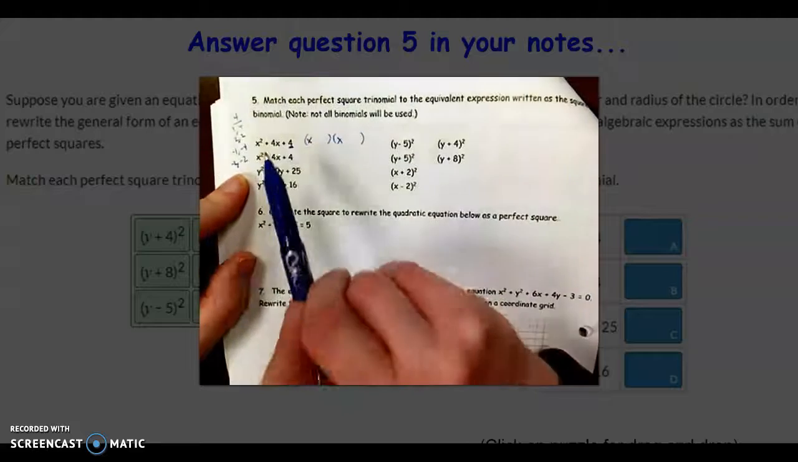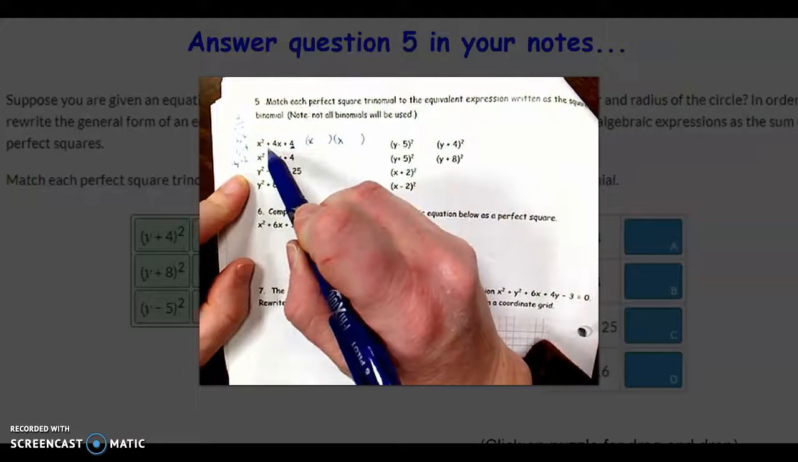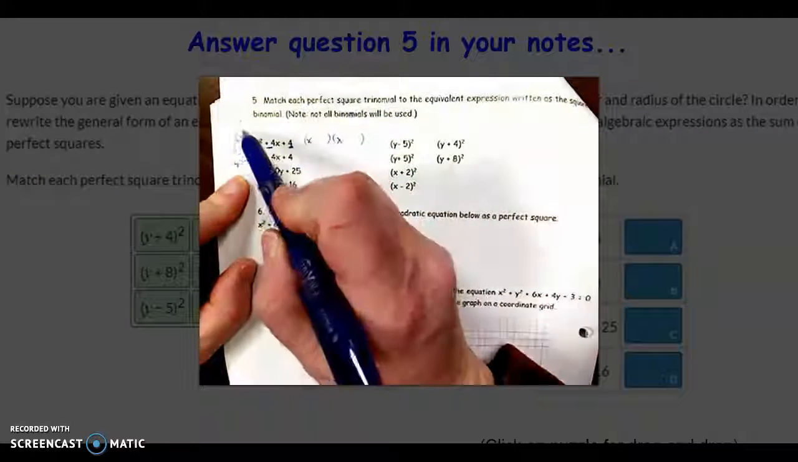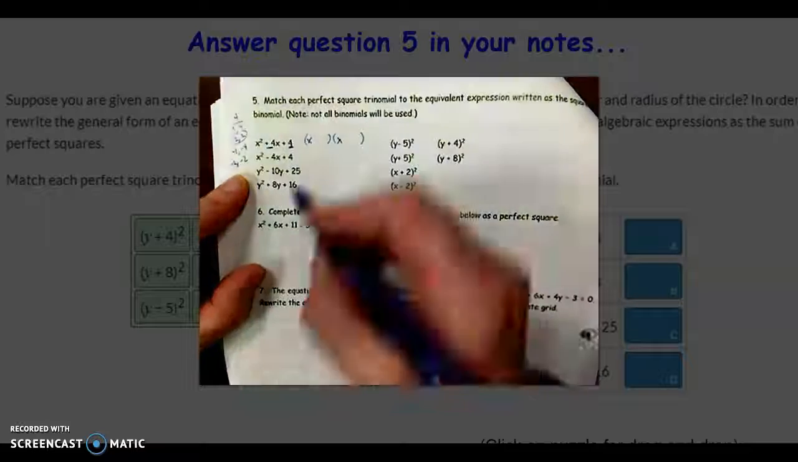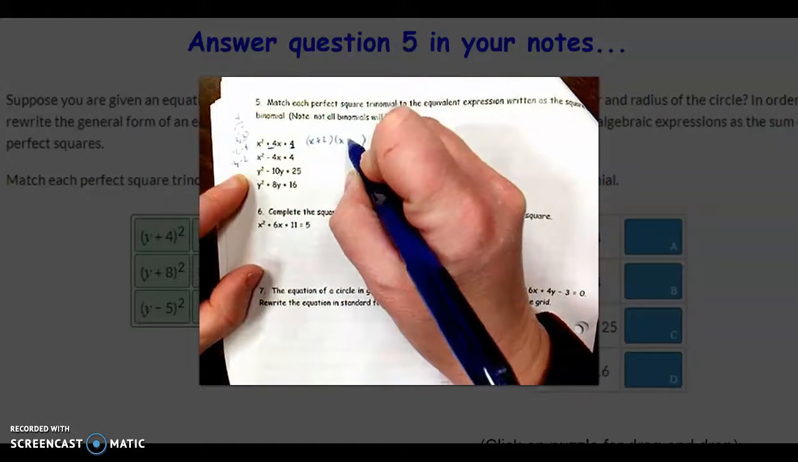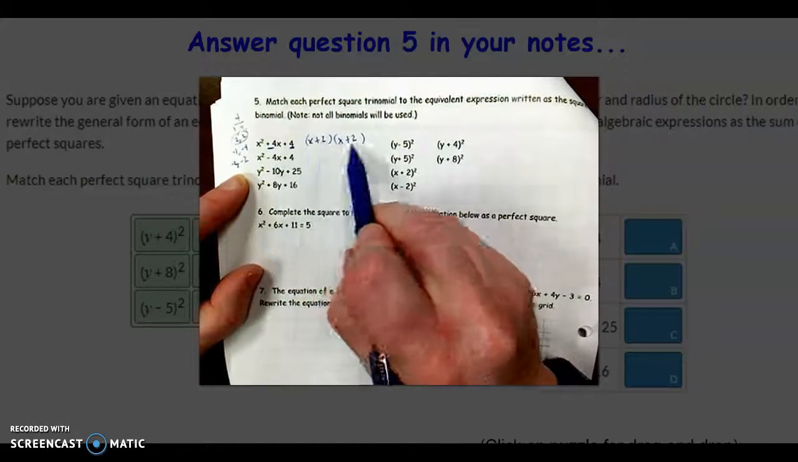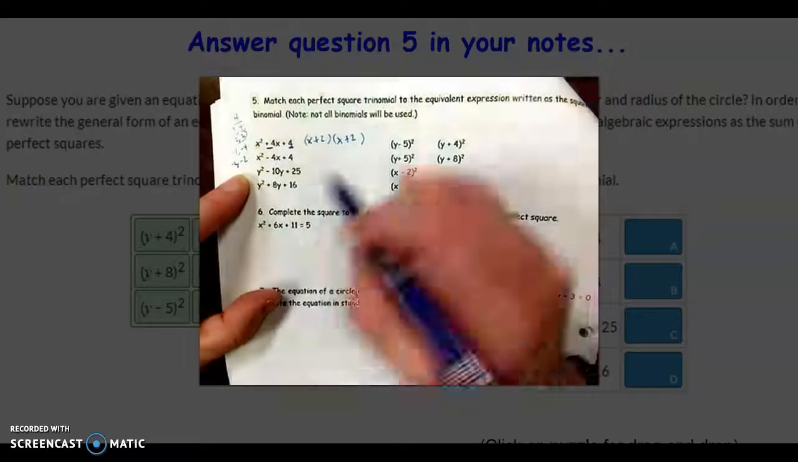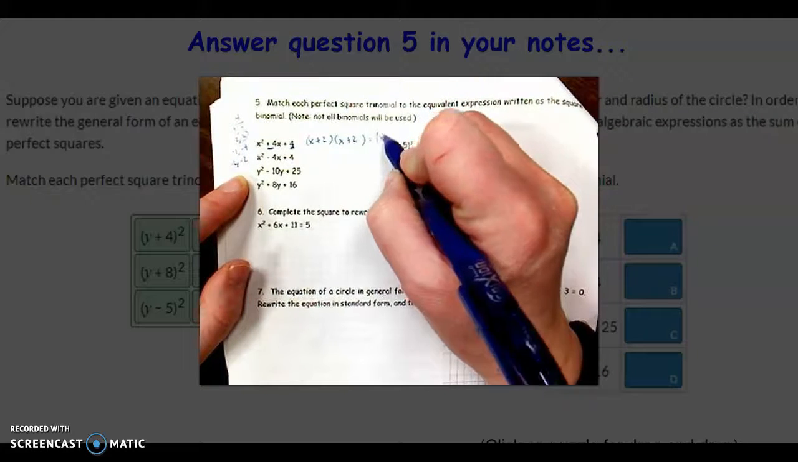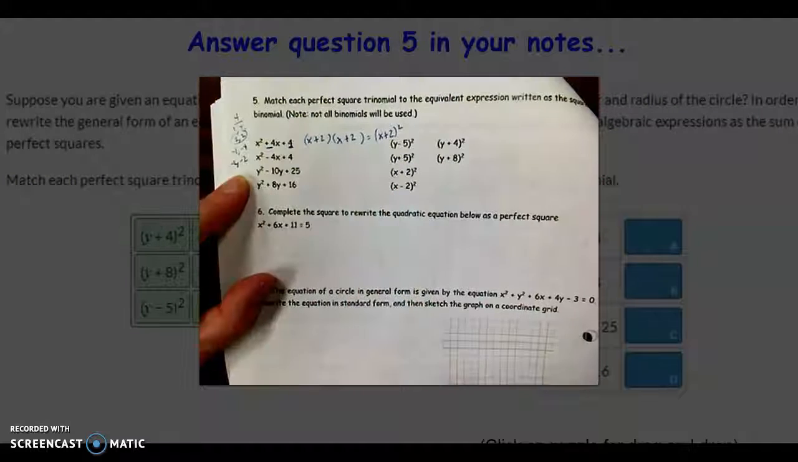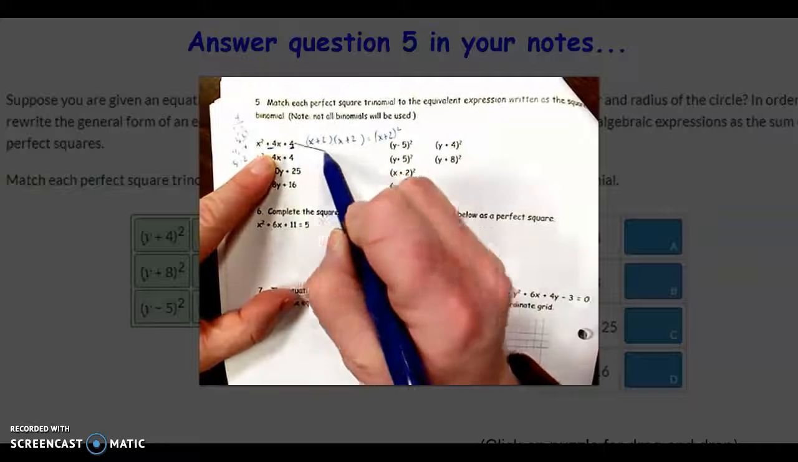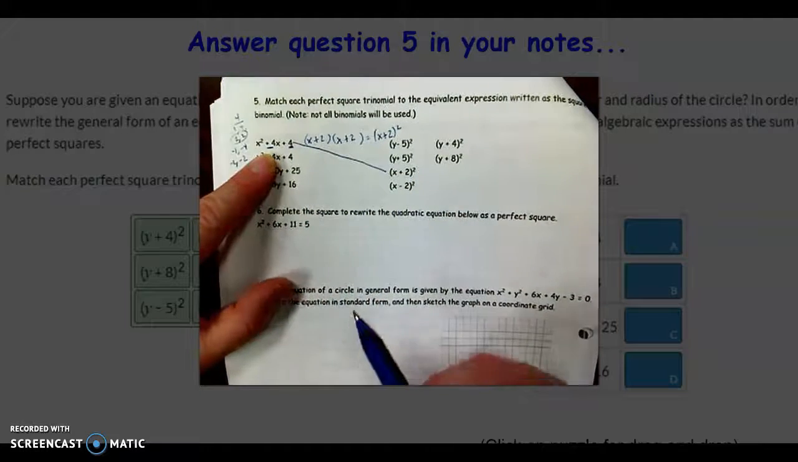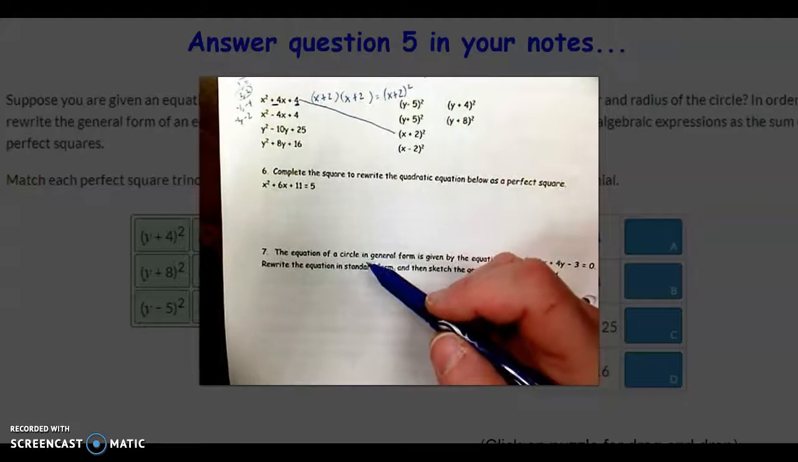But we're looking for the pair that adds to get the b value, which is a positive 4. So the only ones that work there are the 2 and 2. That's why this is a perfect square trinomial, because both of those binomials were exactly the same. So we can write this as simply x plus 2 squared. So this trinomial matches up with x plus 2 squared.